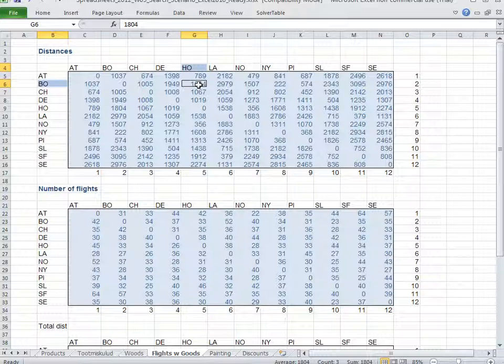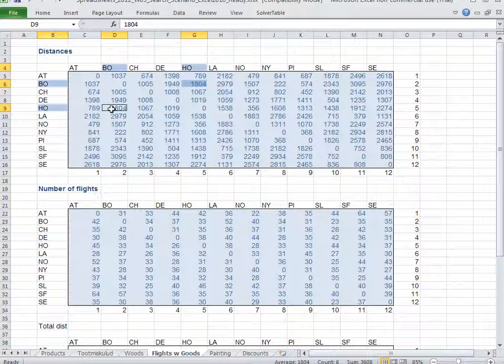Now let's go over some business terms or math terms that are always associated with such problems. It's natural to guess that if we fly from Boston to Houston, 1804 miles, it's going to be exactly the same as flying from Houston to Boston, 1804 miles. So our guess would be that this table is symmetrical. It contains the same numbers on the second row, fifth column, as on the fifth row, second column. The table is symmetrical.